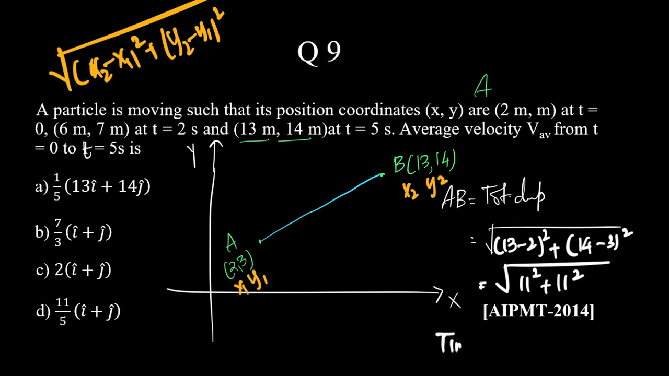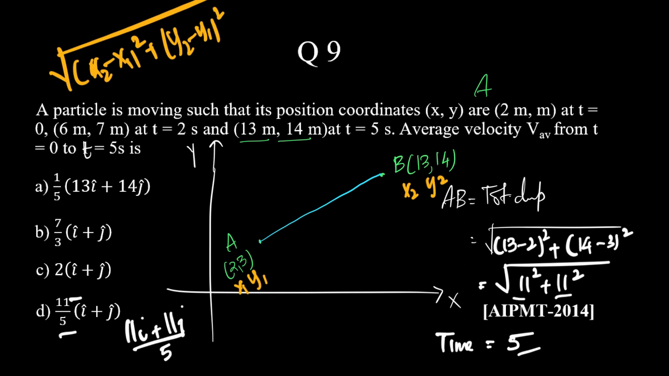And what is the total time? Time is t equal to 0 to 5, which is 5 seconds. Therefore, the answer should have 11, 11 and 5. So we have 11 by 5 into 1 by 1, because this is (11i plus 11j) by 5. So I think we did it in less than 2 minutes. In the examination hall, it should definitely be less than 1 minute. So that will be the logic while solving the question in the examination hall.